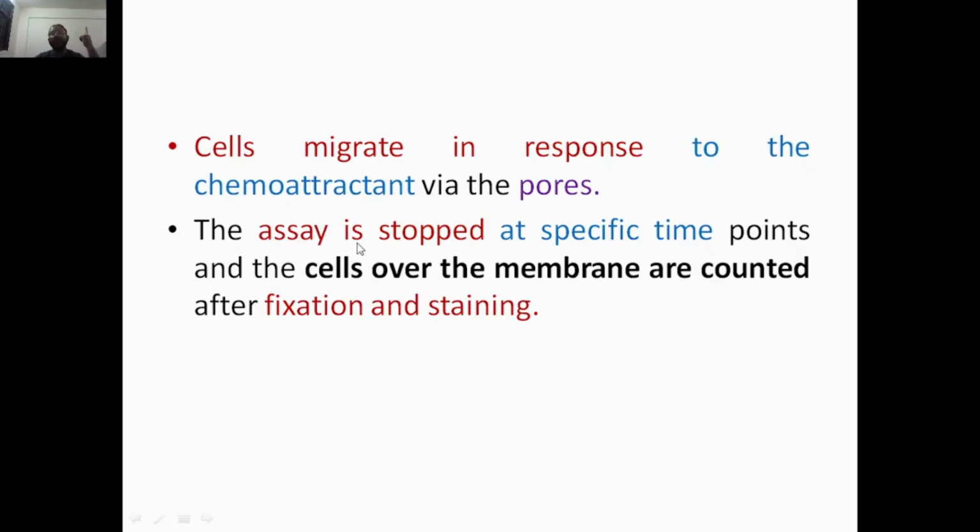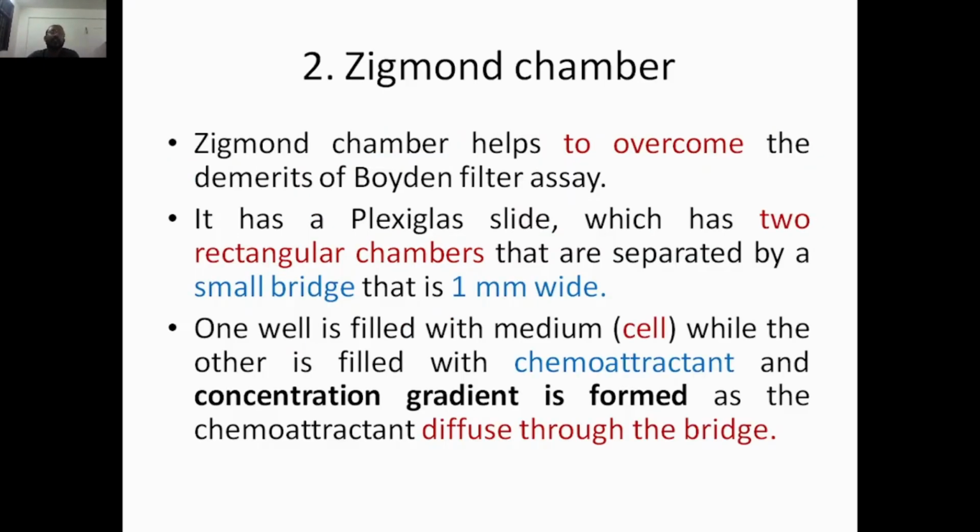Now the assay is stopped at specific time points, for example 0 hour, 2 hours, 4 hours, like that. Similarly, the cells over the membrane, that means just above the membrane, are counted after fixation and staining. So we will come to know how many cells have migrated and how many have not migrated. Understanding? So next we have the Zigmond chamber. The Zigmond chamber will help to overcome the demerits of Boyden filter assays.